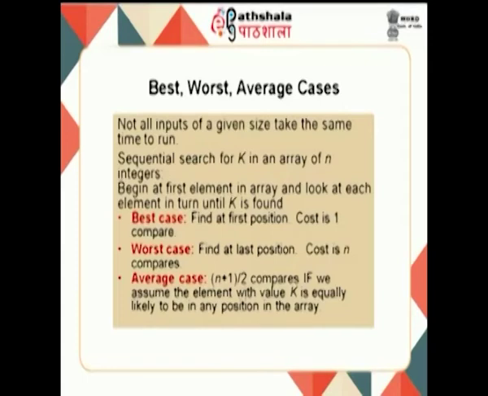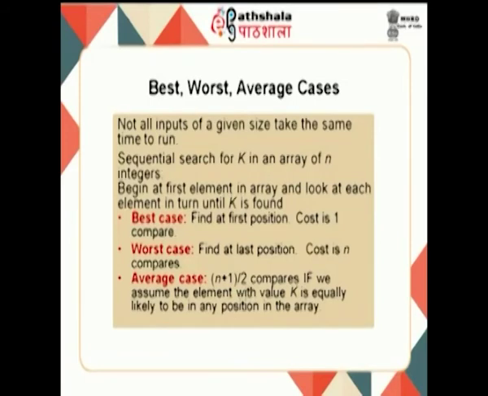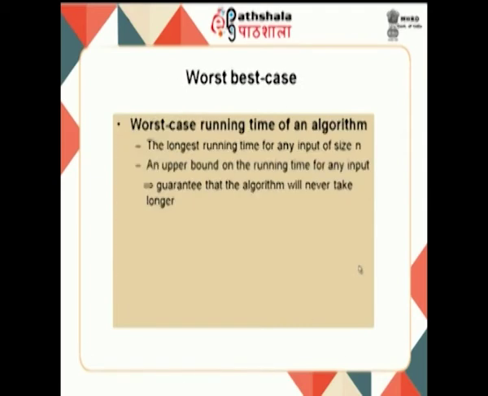Take the sequential search for k in an array of n integers. You begin at the first element in the array and look at each element in turn. In the best case, you will find it at the first position, and then the cost is 1. Otherwise, you find it at the last position, and the cost is n compares. The average time is about n plus 1 over 2. You will always give the worst time. The worst case is the longest running time for any input of size n, an upper bound. You are guaranteeing that the algorithm will finish and it will never take longer than that.